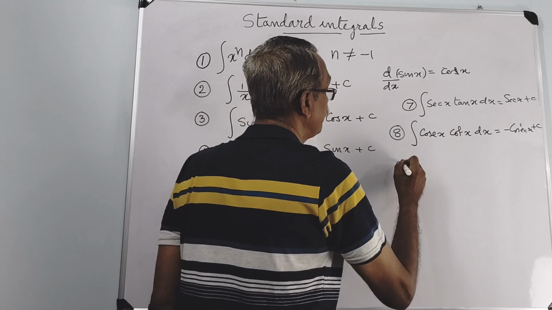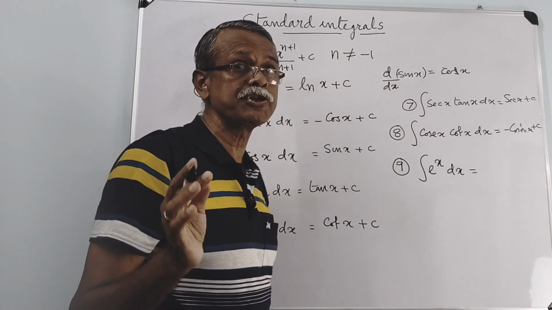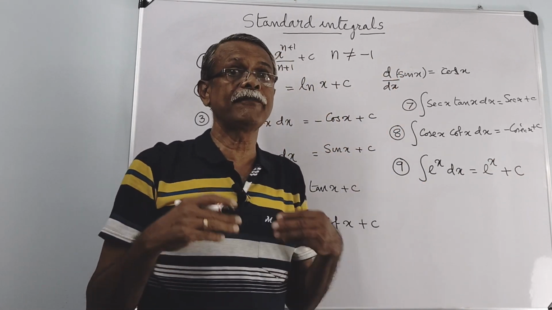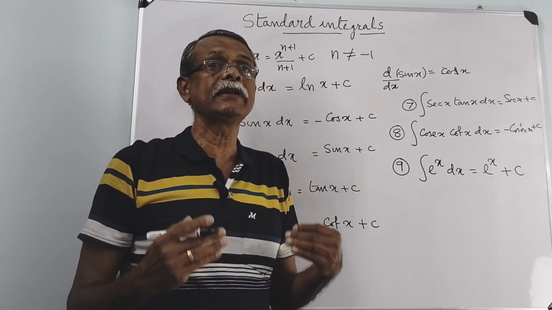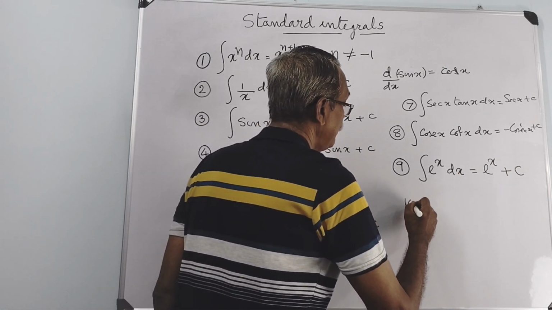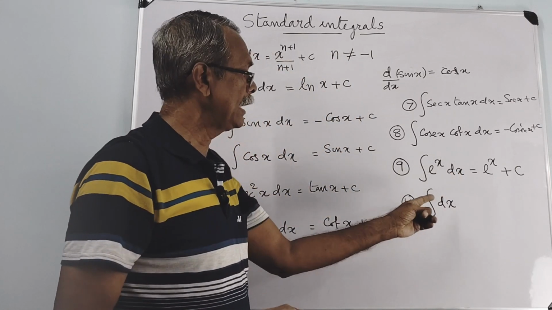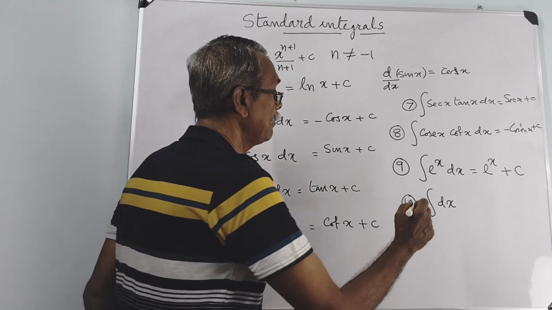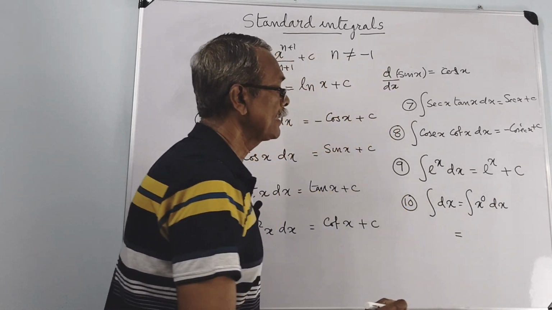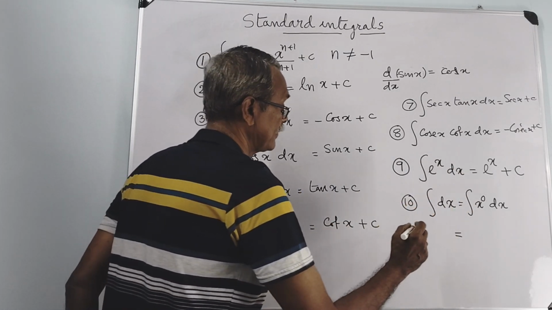So, we have integral e raised to x dx. The derivative of e raised to x is e raised to x itself. Therefore, this is e raised to x plus c. E raised to x is a function which, when differentiated, gives the same function, and integrated gives the same function, but with a constant c. Then we have integral dx. Integral dx is integral 1 dx. This can be written as integral x raised to 0 dx. And x raised to n plus 1 by n plus 1 will be x raised to 0 plus 1 by 0 plus 1, that is x raised to 1, that is x.